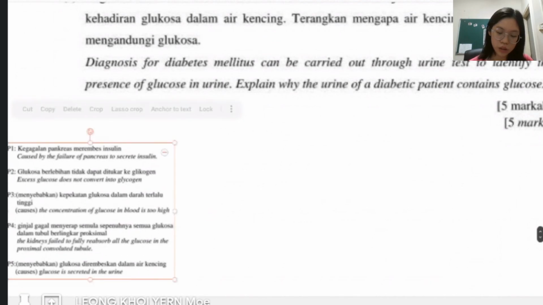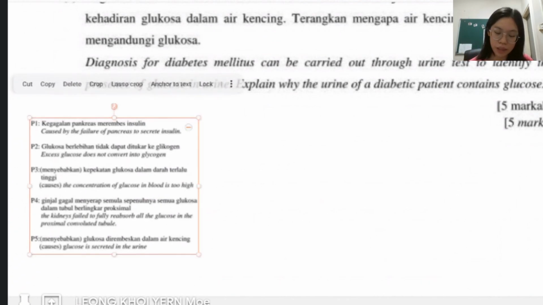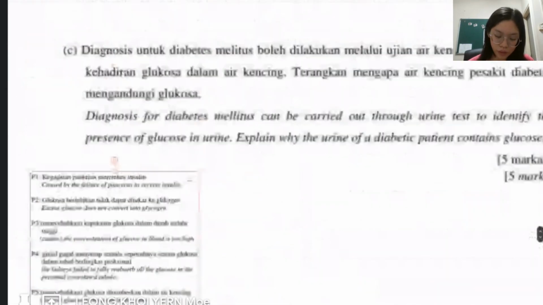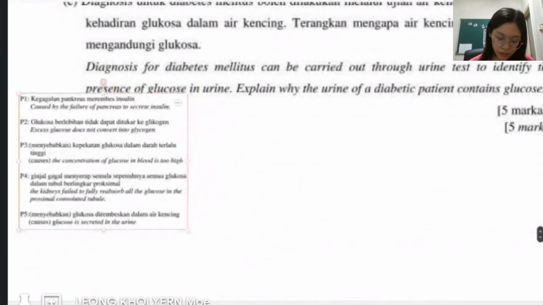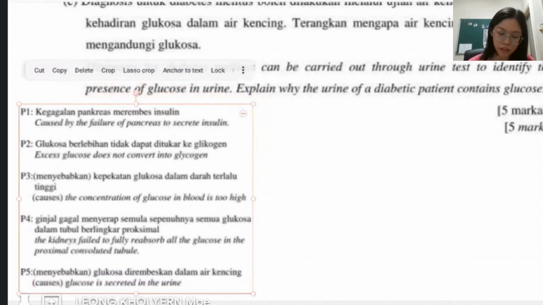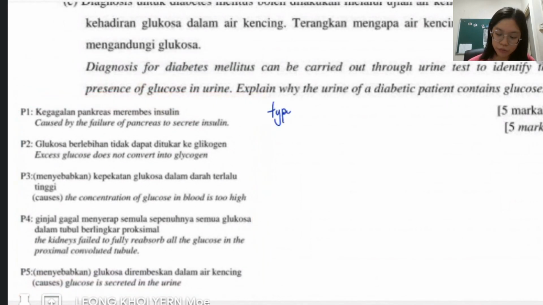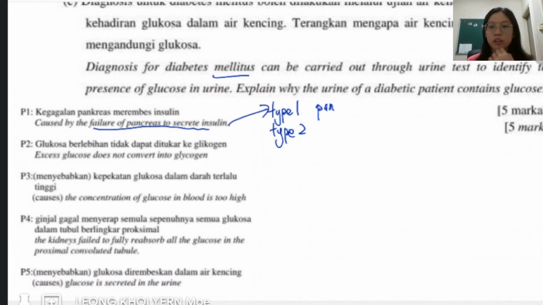Okay, so you mention what happens in this diabetes mellitus patient first. Diabetes mellitus, right? There are two types of diabetes mellitus. You have to be specific. It is diabetes mellitus, not diabetes insipidus. So you have to write out the mellitus. So type 1 is basically because of the pancreas, failure of pancreas to secrete insulin.